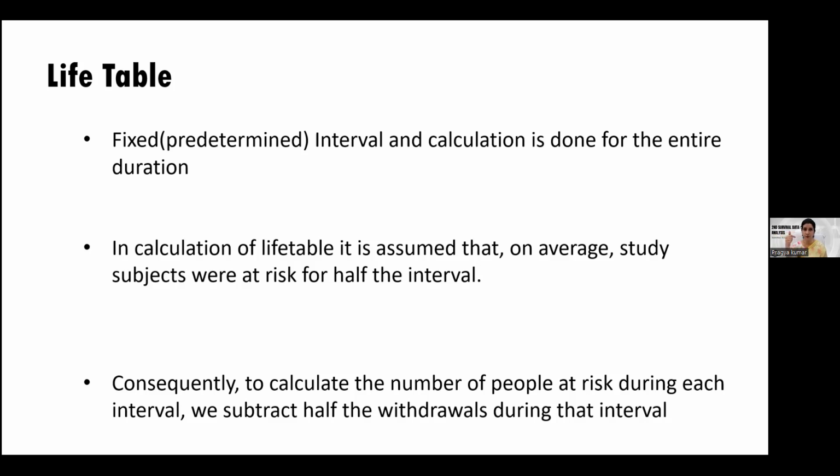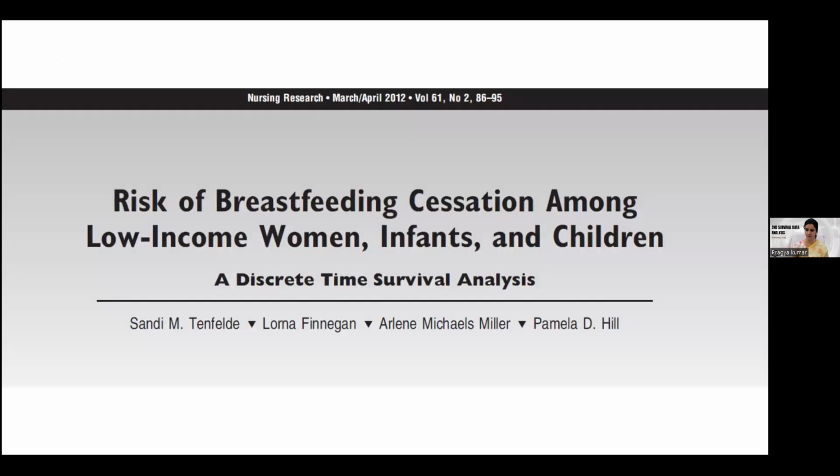One assumption you take is that those individuals were with you for at least half of the follow-up time. Therefore, we will see in the table that to calculate the number of people at risk during each interval, we subtract half the withdrawals during the interval. That we'll see. So these are some examples.